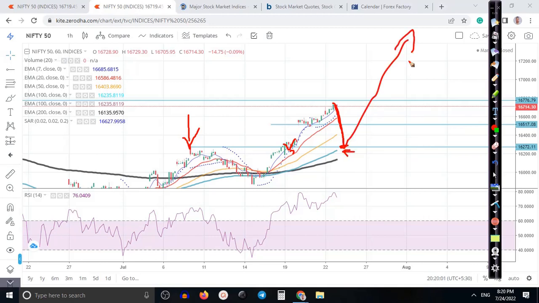We're expecting that price will create a new high. This is another level, and another somewhere here also. So basically we need a bullish confirmation at this level and a bullish confirmation at this level.